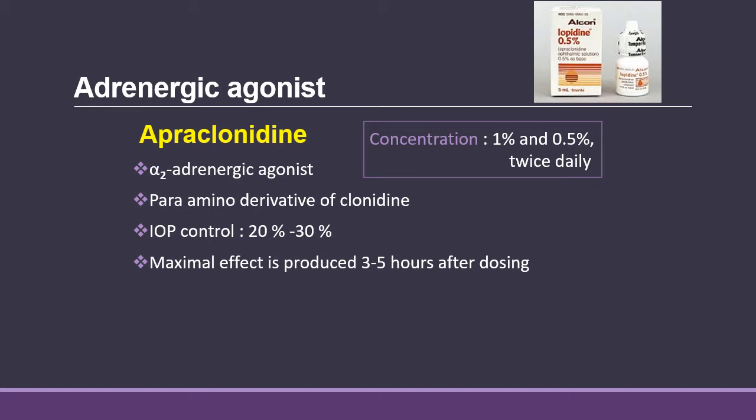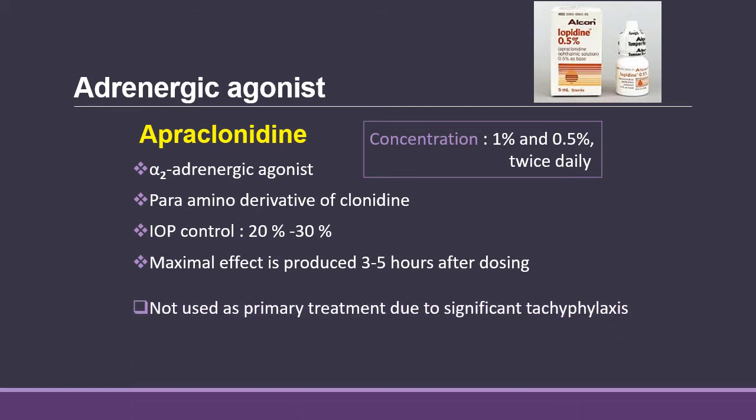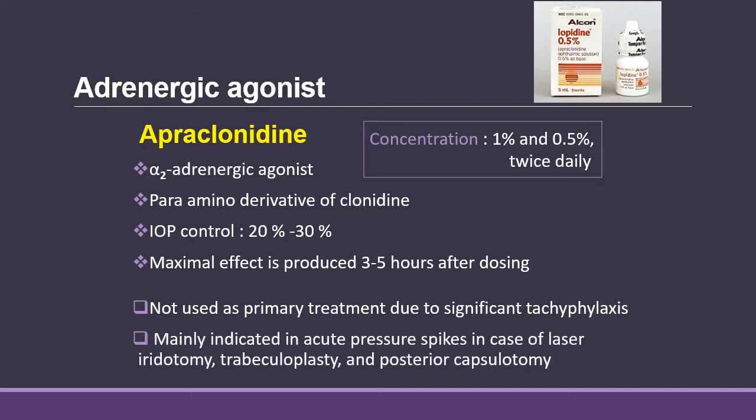Another is apraclonidine. It is a selective alpha 2 agonist used in a concentration of 1% to 5%. It is a derivative of clonidine. It controls IOP by 20% to 30%. The maximal effect occurs at 3 to 5 hours. It is not used as a primary treatment due to significant tachyphylaxis, that is, a decrease in the effect once we use it long term. It is mainly indicated in acute pressure spikes in procedures like laser iridotomy, trabeculoplasty and posterior capsulotomy.